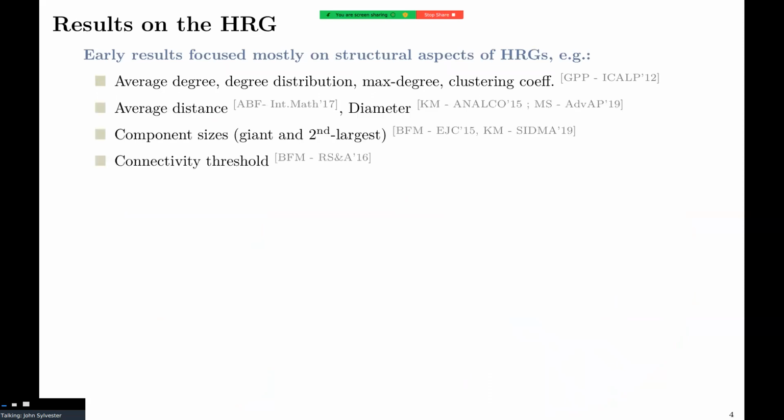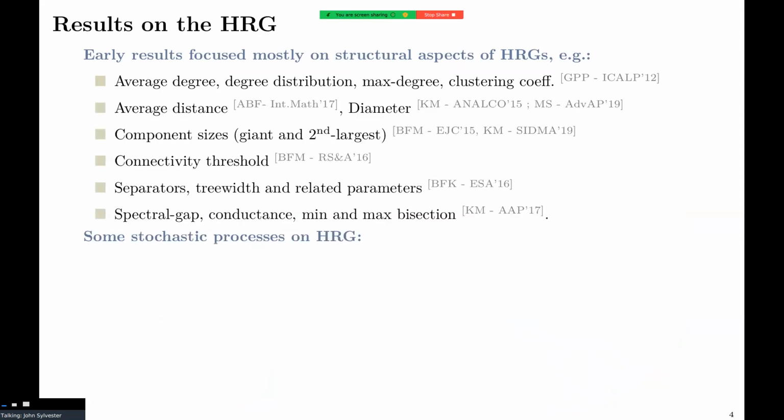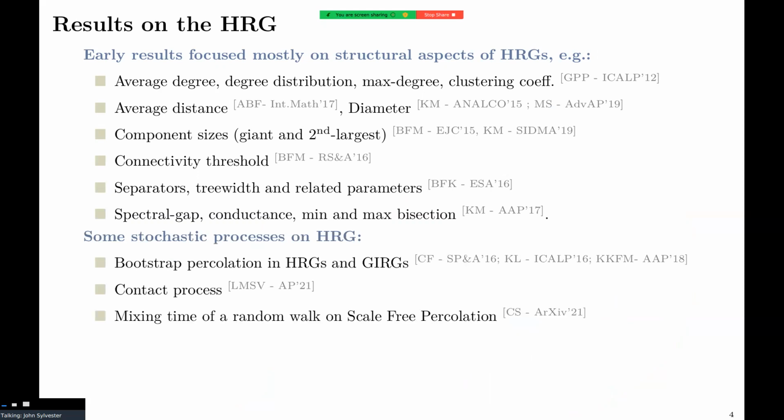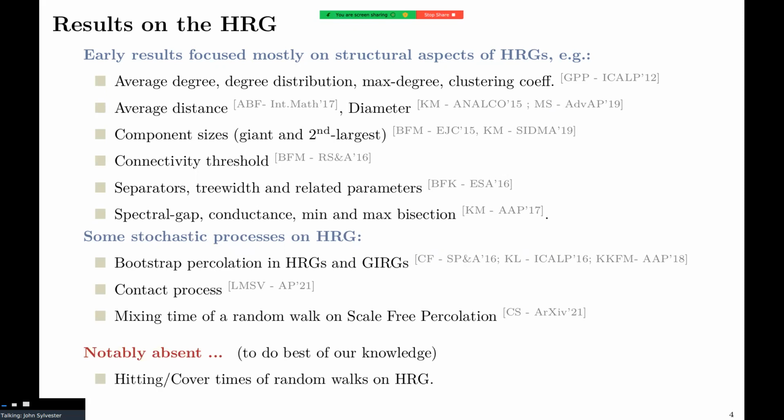Okay, so early results. I'm not going to read these out, but you can pause and have a look. Basically they established properties found experimentally. Others went a bit further, looking at structural properties, and then more recently people have studied stochastic processes on HRGs or related models. But what's notably absent from this list, to the best of our knowledge, is hitting or cover times of random walk on the hyperbolic random graph. And that's what we endeavored to study.